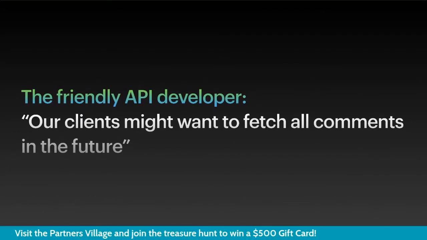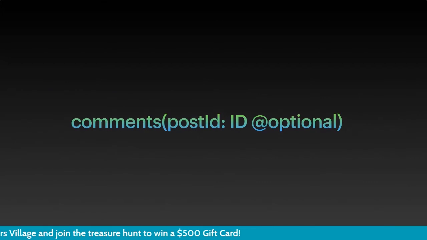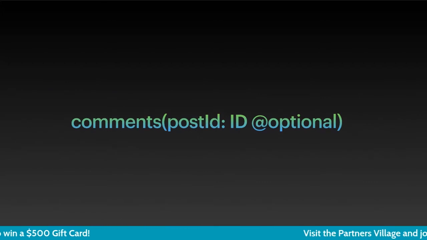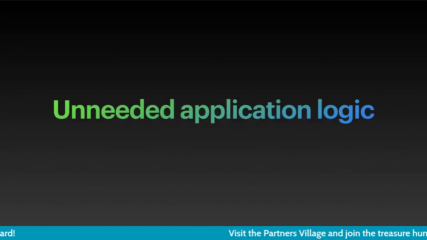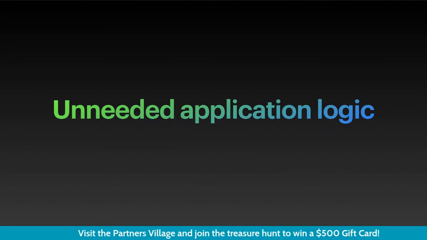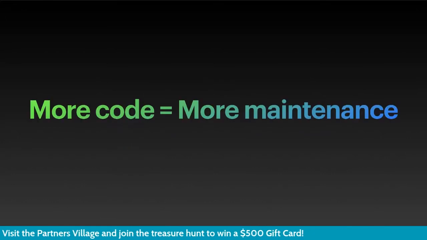Let's just enable them not to send that post ID. So the friendly API developer might make the post ID actually optional. Now, what did we get with this? Now, we have unneeded application logic. We need to handle both cases when there is a post ID and when there is not.